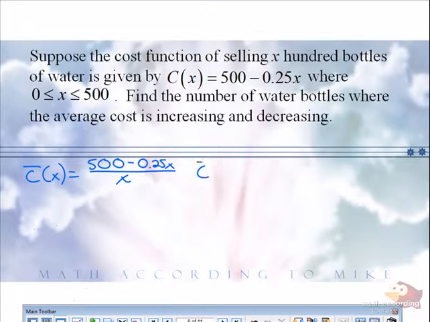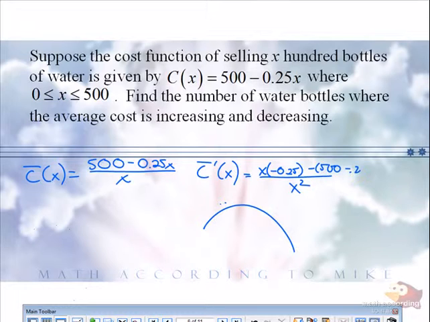Boom, boom, boom. You just get negative 500? No, you do get negative 500. Oh no, this is now a bad example. Because you'll have low times derivative of high, which is negative 0.25, minus high times derivative of low, which is 1, all over low squared. So the negative 0.25x's cancel.